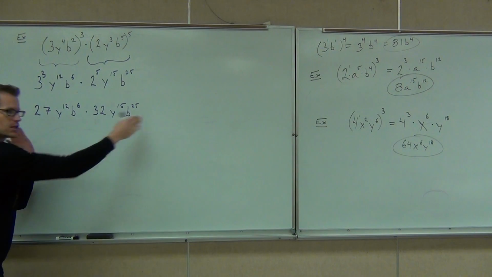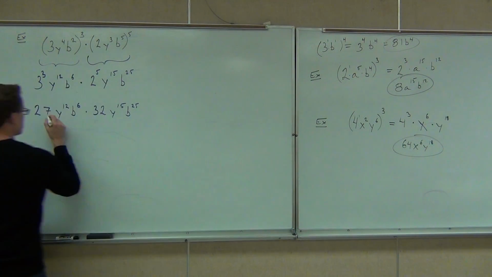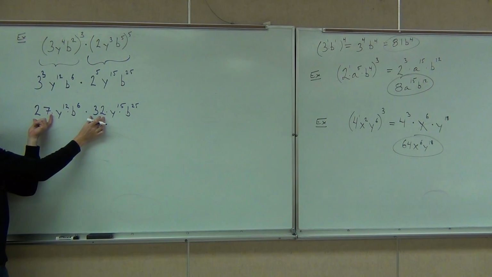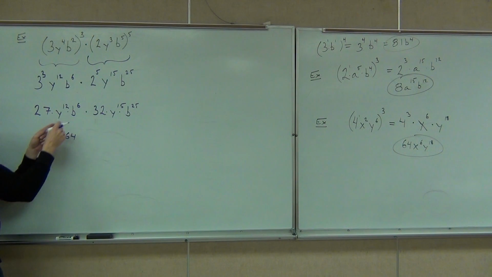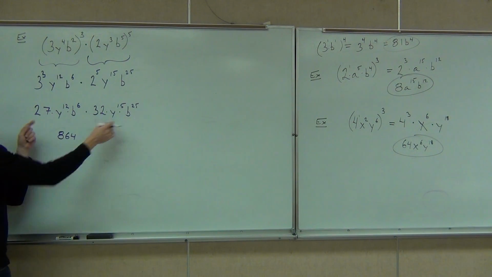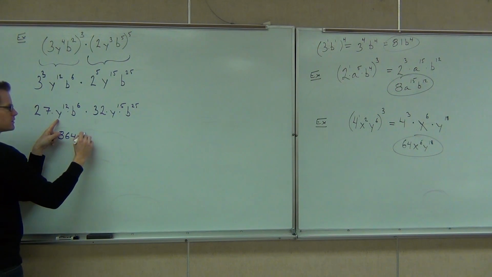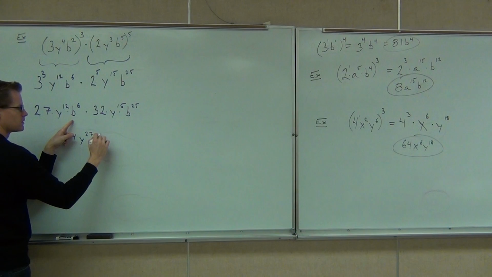Can you continue? Can you finish that off? Yes. These are all being multiplied here. We have two numbers, 27 and 32. Can you multiply those? Sure, do it on your calculator. What do you get? 64. Awesome, got it. Do we have any other common bases being multiplied? Yes. y 12 and y to 15. That's y to the 27. b to the... 31.